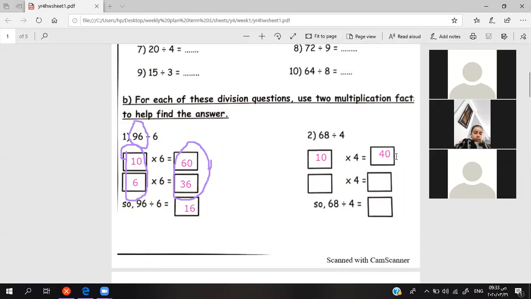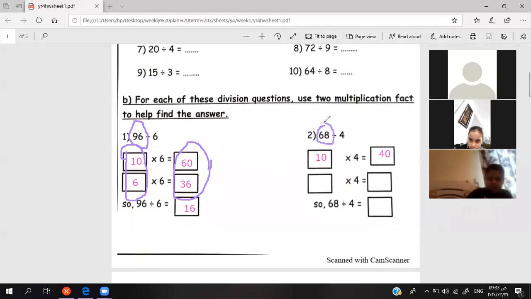Now, is my answer 40? No, I want my answer to be a 68. So what's the difference between 40 and 68? Let's count. After 40, 50, 60. Like this I have 20. And then there's an 8. So I have a 28.